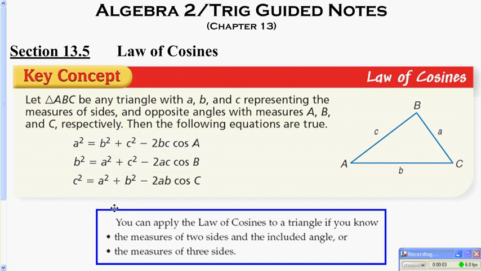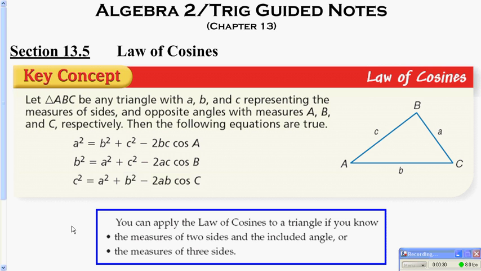Lesson 13.5, Law of Cosines. We just finished talking about law of sines, which allows us to make a ratio and use proportion. However, law of sines fails when we do not have a pair, meaning an angle and its opposite side. Now with that gap, the law of cosines comes into power.